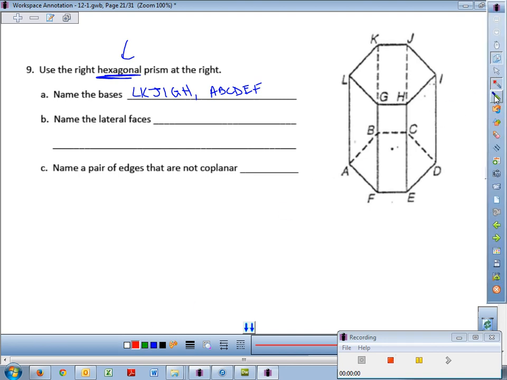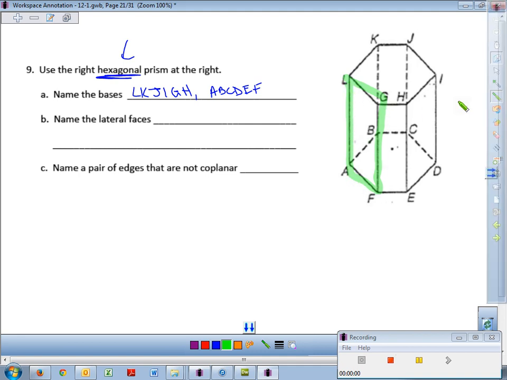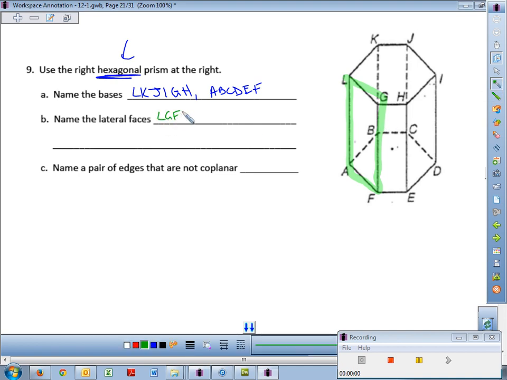Name the lateral faces. The lateral faces are the faces left that are not the base. So I'll highlight one of them for you. Aren't they all rectangles right here? So here's one of them, LGFA. Why don't you pause the video and get the rest of the lateral faces? There should be 6 of them, right? Since this has a hexagon which has 6 sides, there should be 6 lateral faces.